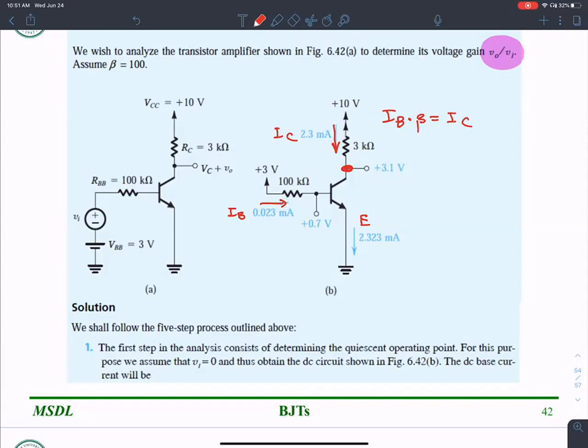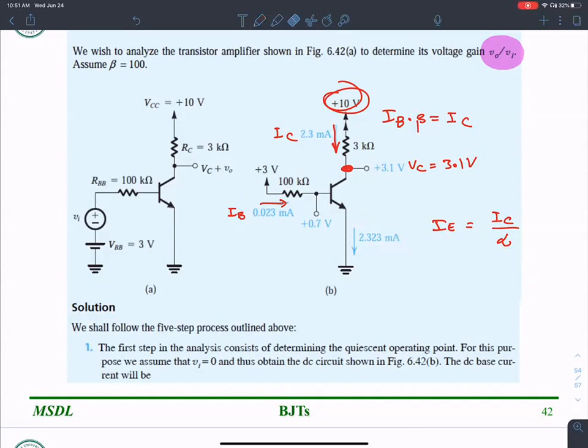Once I have the IC value, I should be able to calculate VC, which is 10 volts minus the voltage drop across the 3 kilo ohm resistance. That gives me a value of VC equal to 3.1 volts. Now, to find IE, the emitter current is simply the collector current over alpha.